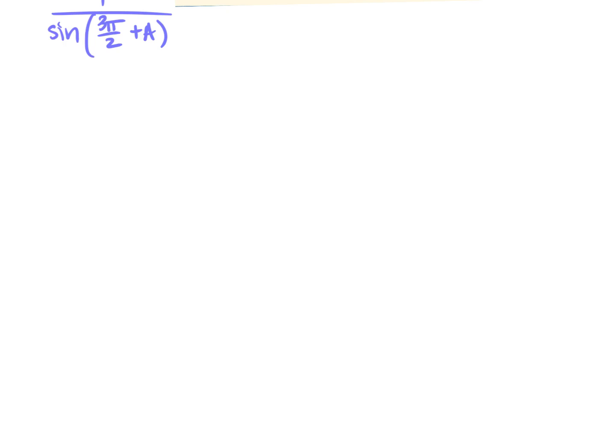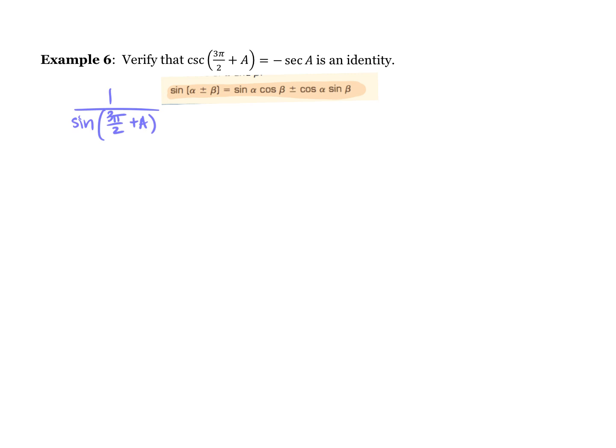What about the cosine at 3 pi over 2? Yeah, the x value at that same coordinate is 0. So if the x value is 0, I've got plus 0 times sine of a. What's 0 times anything going to do? Nothing. So I'm left with 1 over negative cosine of a. Look what we want, you guys. Negative secant. 1 over cosine is secant, and we had a negative, so this is negative secant.